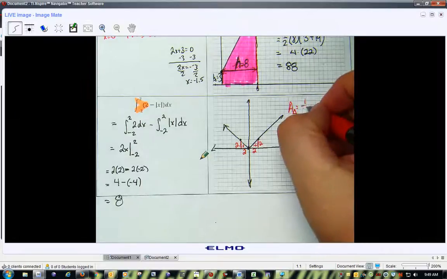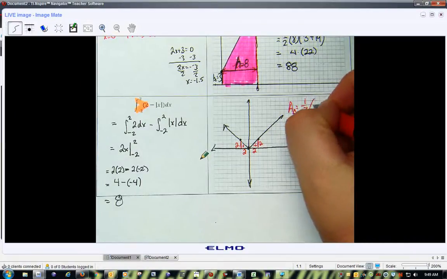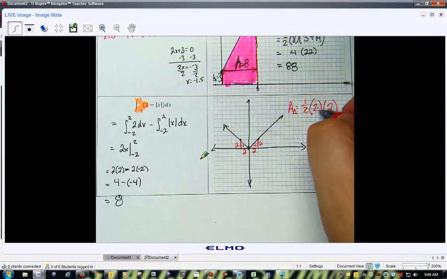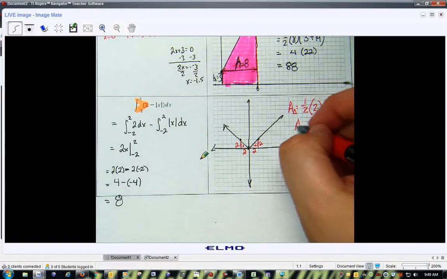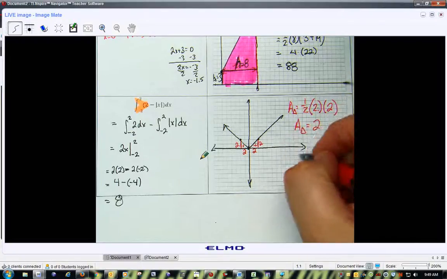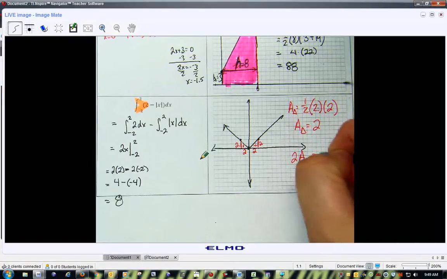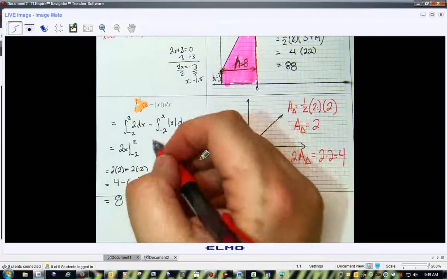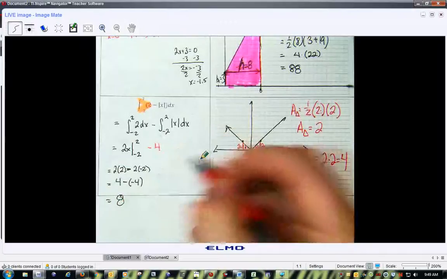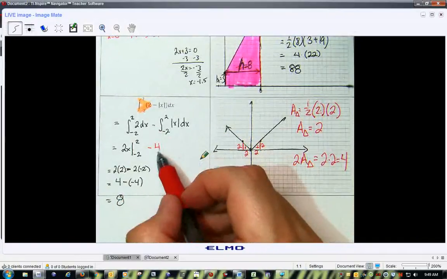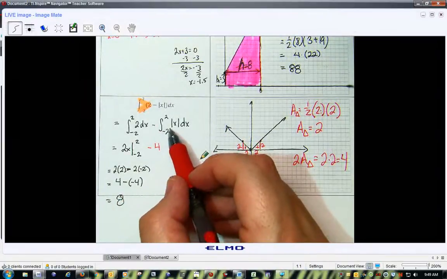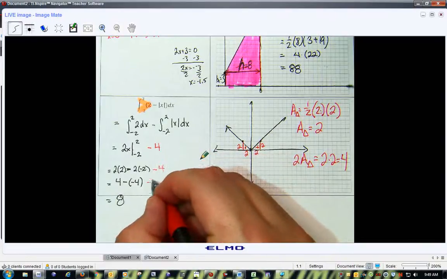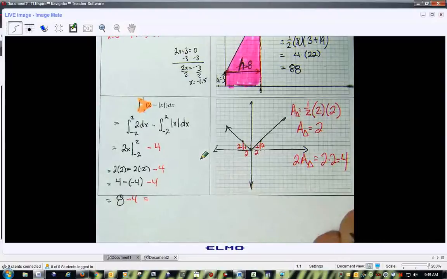So it's going to be 1/2 times 2 times 2. 1/2 times 2 is 1, times the 2 is 2. The area of one triangle is 2, so 2 areas is equal to 2 times 2, which is 4. So now I know I got to subtract 4, because remember there's a subtraction here. I figured out the area of the absolute value of x integrated from -2 to 2. So I have to subtract 4. What's my answer? 4.